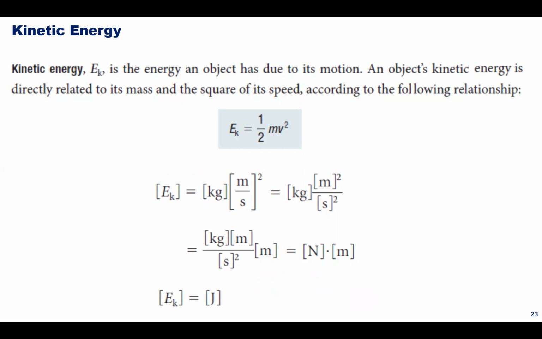So now consider how this relationship affects the kinetic energy of the jet in figure 1, which is shown here. The jet's kinetic energy increases during takeoff because its speed increases. If the speed doubles, for example, the kinetic energy increases by a factor of 4. The jet has a tremendous amount of kinetic energy because its mass is so great.